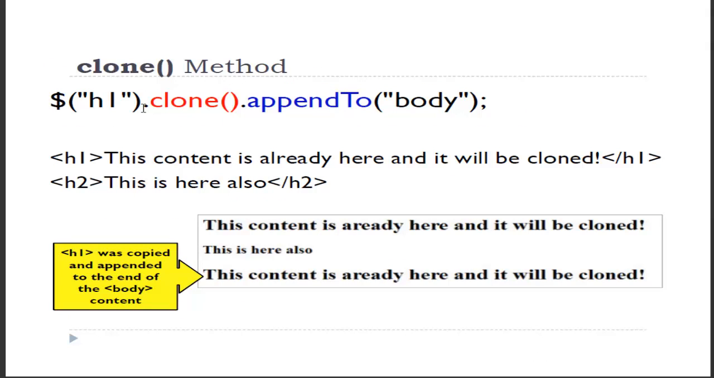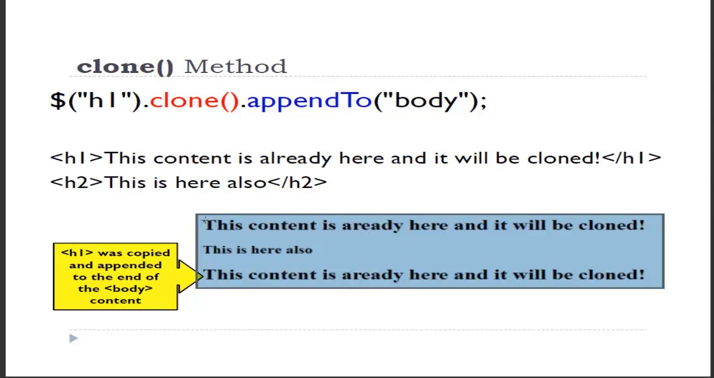So here's an example. We have our selector, and we're cloning it. And now we're appending it to the body. So if this was our HTML, our H1 and H2, and we're cloning the H1, it would be appended to the body, so it would be appended underneath whatever content was already there.